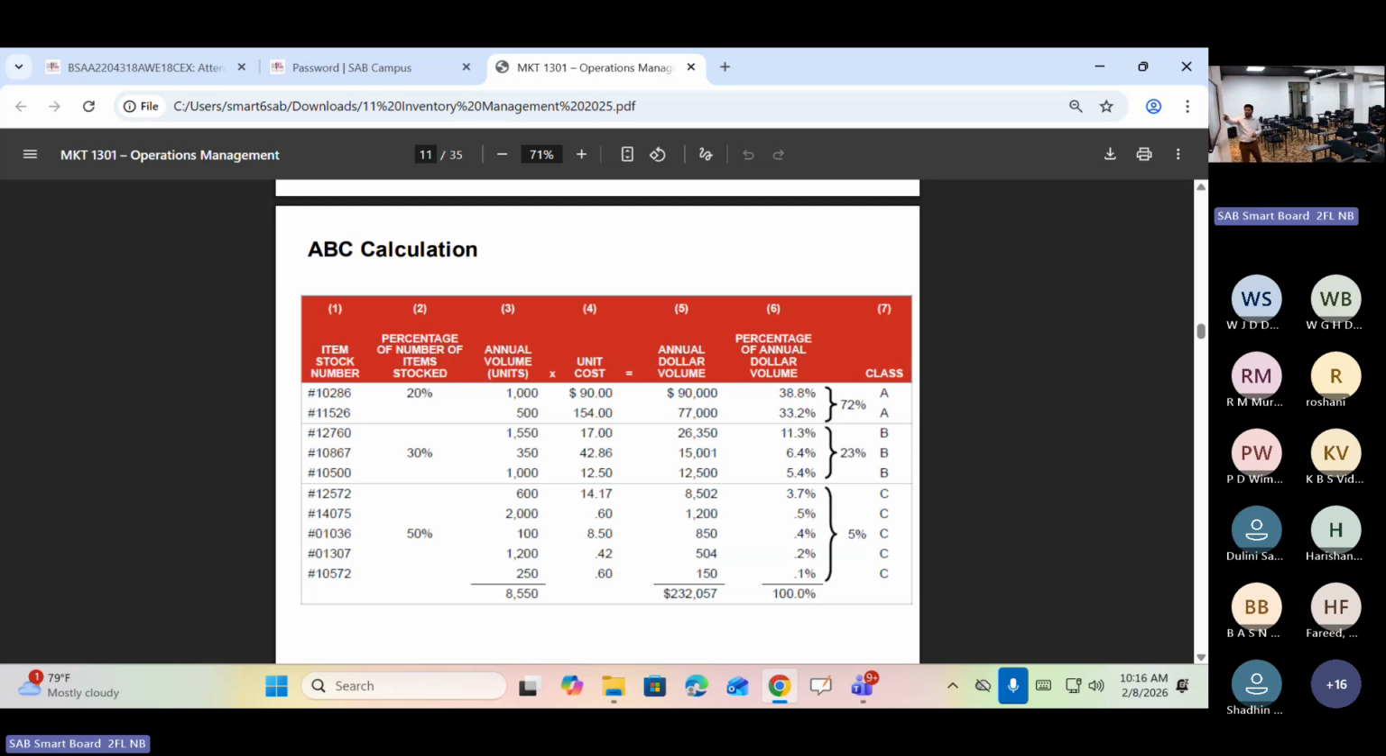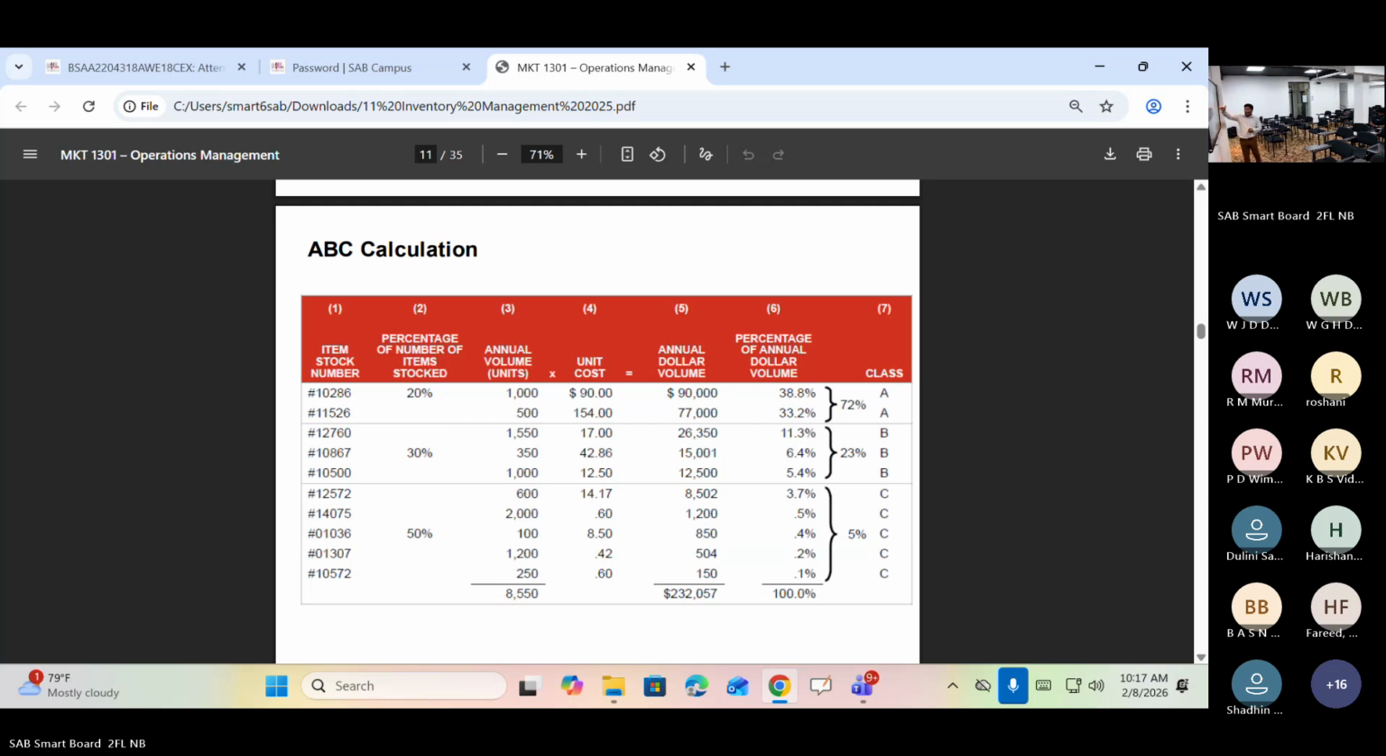So the first item accounts for 38.8% of annual dollar volume. Second one, 33.2% annual dollar volume. The third item, 11.3. There's a significant difference between item number 2 and 3.